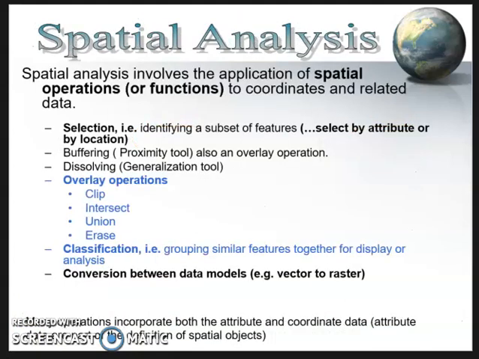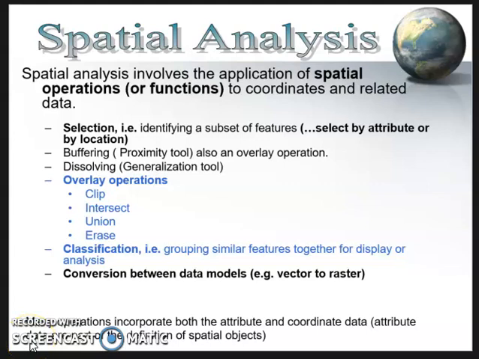So last week we went over selection, also known as query operations. So this is a part of that spatial analysis process. I'm talking about the select by attribute or by location, which we went over when we were covering database management systems and attribute tables. Last week we also went over buffering, which is a proximity tool, and dissolving, which is a generalization tool. And again, buffering is a different type of overlay operation. It's just separated because it has that additional function of proximity.